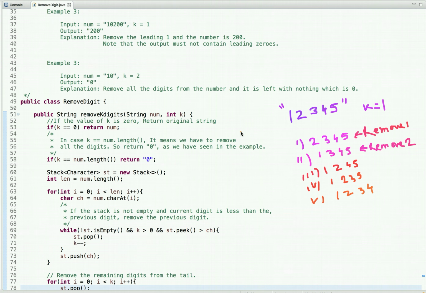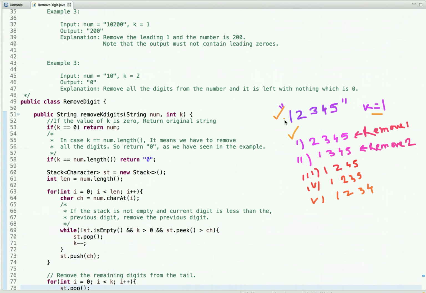Before solving this problem, let's understand how we can approach it. To understand the approach, let's take a few examples. In the first example, the input number is 12345 and we have to remove one digit from this number. So let's try out all the combinations. Let's first remove 1. So we get this number, which is 2345.